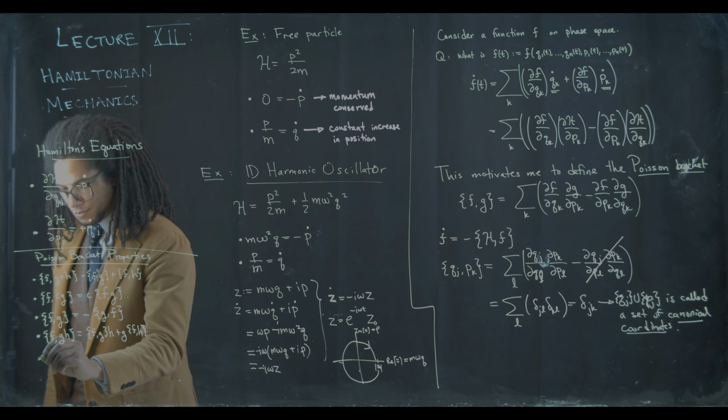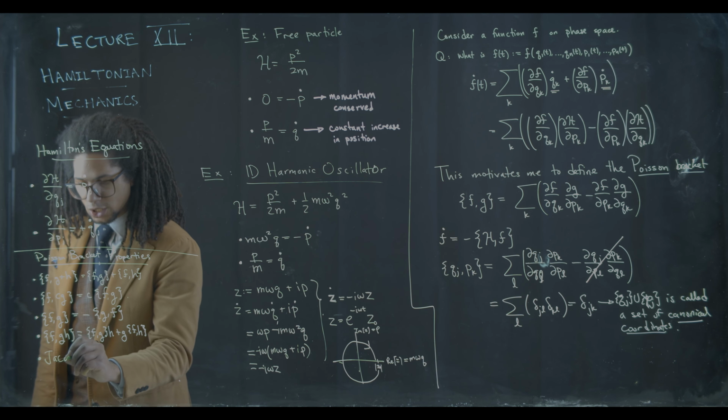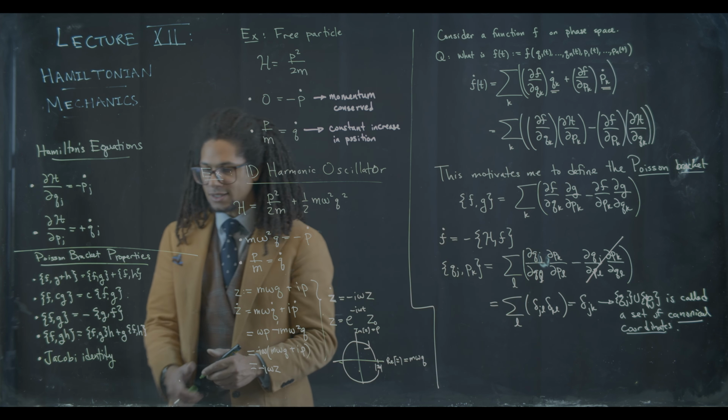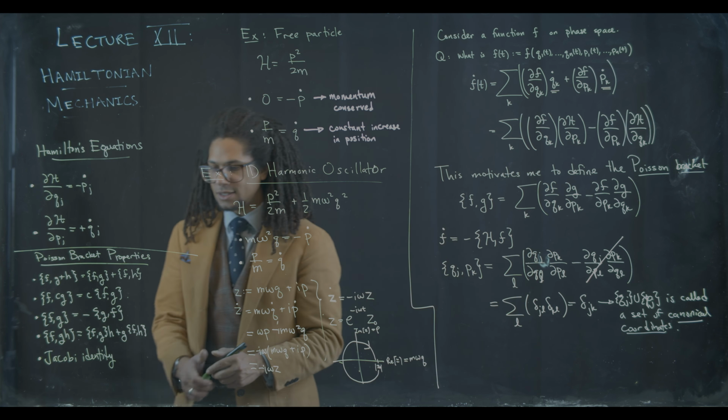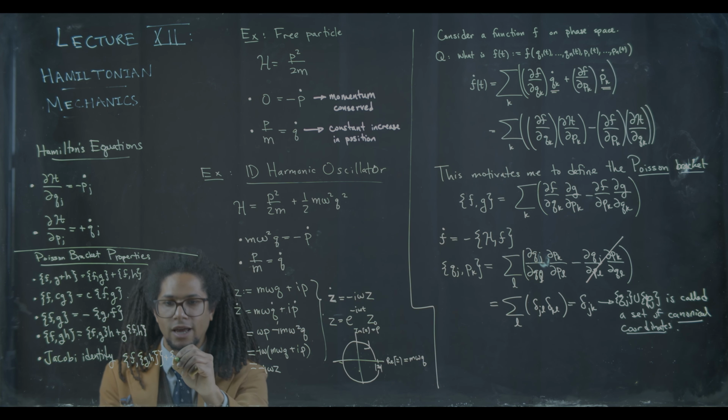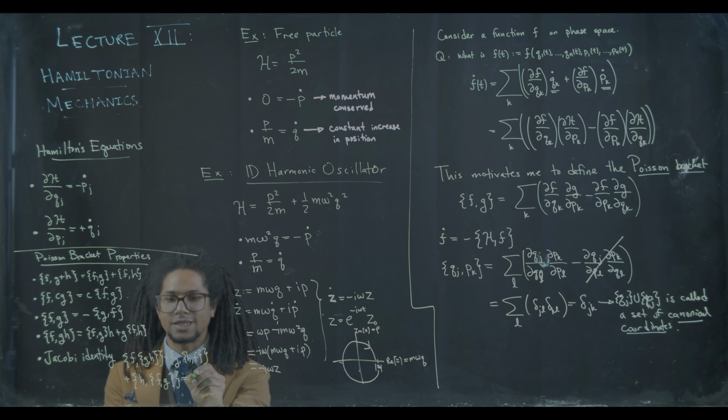Now, lastly, there's a rule called the Jacobi identity that has to do with doing this twice. So let me give that to you. So bracket F bracket G bracket H plus, I'm going to do this cyclically now, G bracket H bracket F plus H bracket F bracket G is equal to 0.